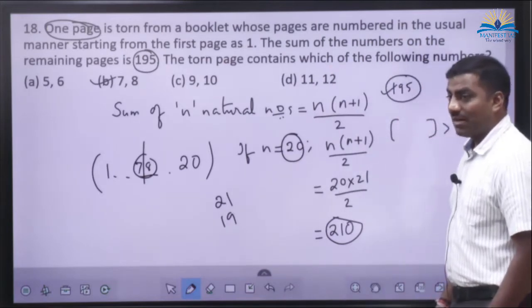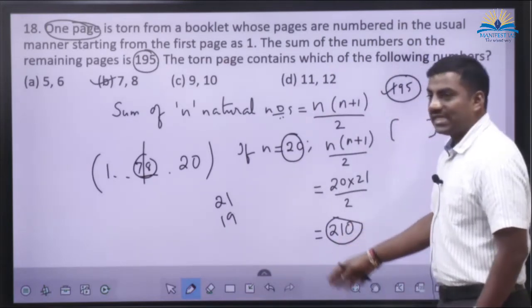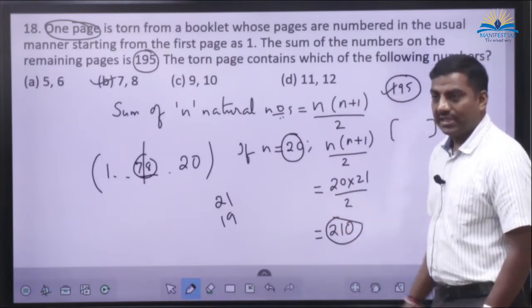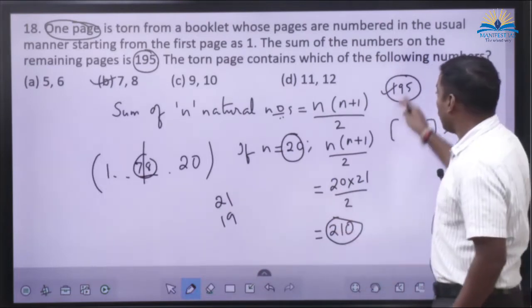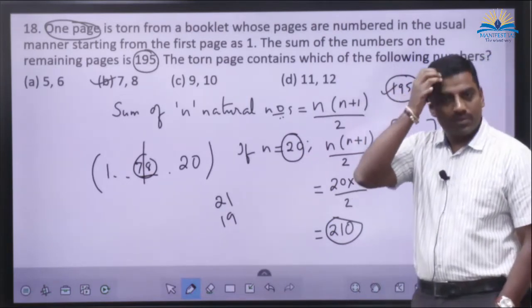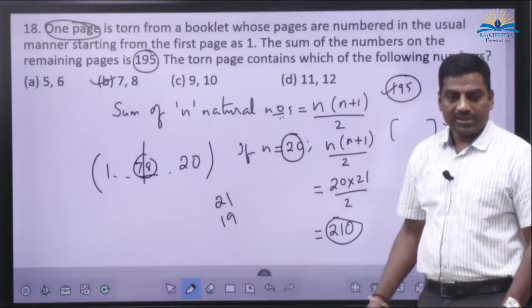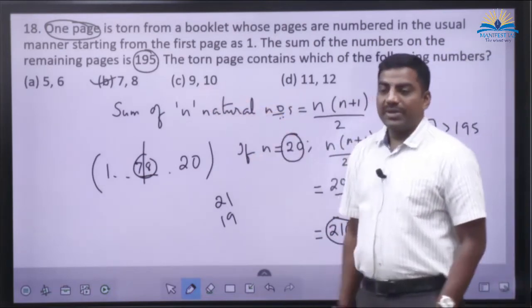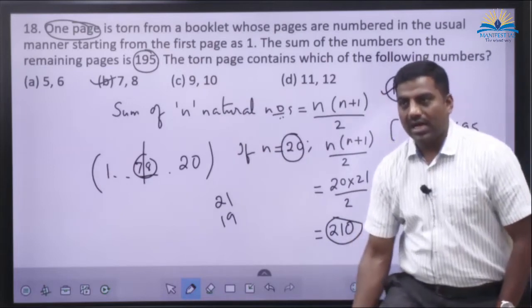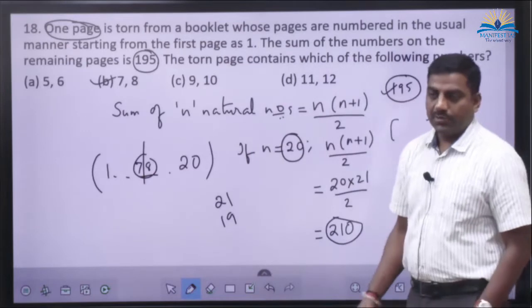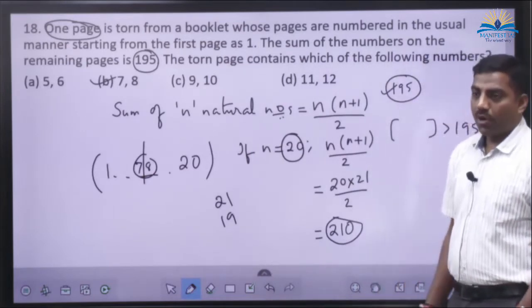19 would have given us the sum. What? 19 less than this. Sorry, 20 less than this. It would have gone for 190. That would be already less than 195. There is no chance of tearing at all. So 20 will be our choice. Yes, when n is equal to 20, if the page number 7 and 8 are torn, then the sum will be 195. Okay, it is purely application oriented problem.